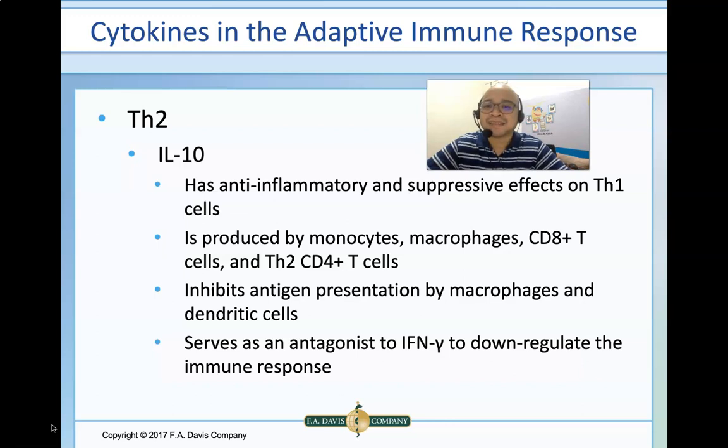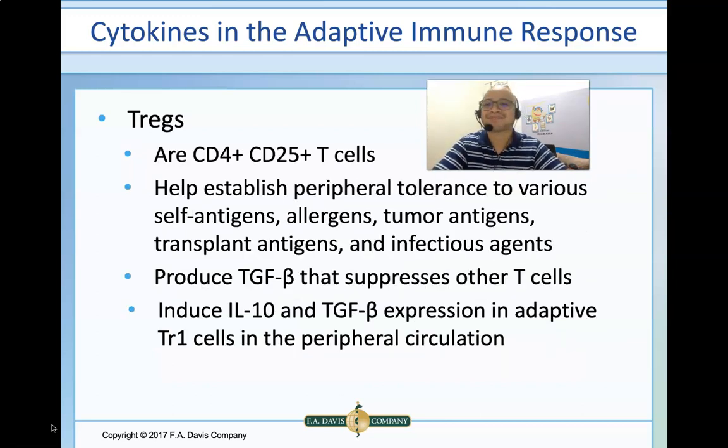Interleukin 10 is produced by monocytes and macrophages, CD8 positive T cells, and Th2 CD4 positive T cells. It will inhibit antigen presentation by macrophages and dendritic cells, so it has more of a regulatory function as well. It serves as an antagonist to gamma interferon to downregulate the immune response. Again, interleukin 10 has more of a suppressive or regulatory function.